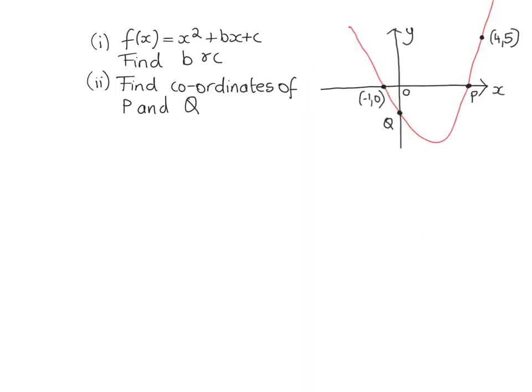Now the last example I'm going to go through is this one here. So we have the graph here on the right hand side, and the first thing it tells us is that f of x is equal to x squared plus bx plus c, and it wants us to find b and c.